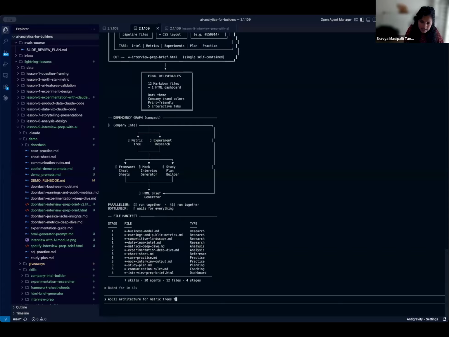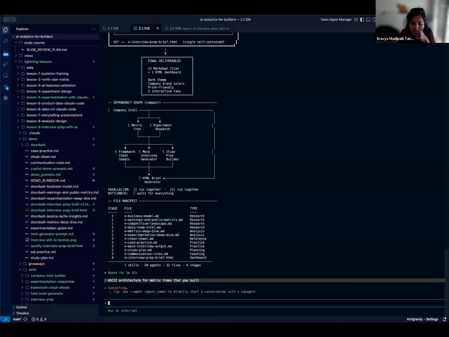Metric trees that you built. Let's see what it generates. So what I'm asking it to do is go through one of the files. We are used to, at least I'm used to, reading through PDFs or printed files or something.